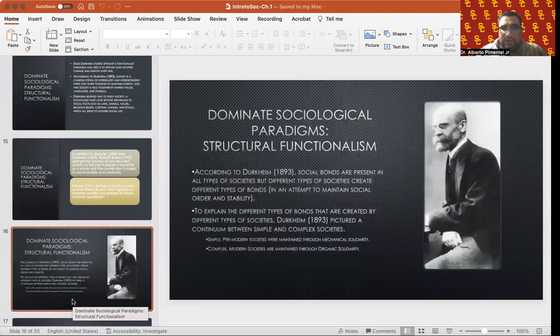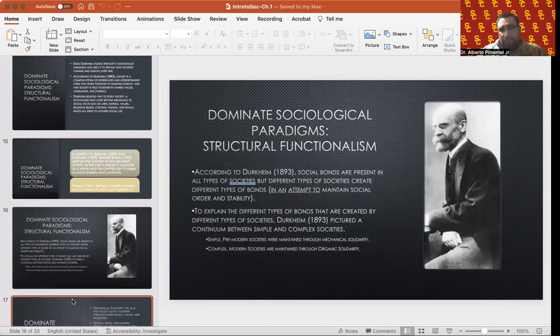And we start to dig into the concepts of Emile Durkheim. And Emile Durkheim, as you can probably see in the photo, that's a photo of him. Emile Durkheim focused on social bonds that exist within different types of societies. And he said that in simple societies, pre-modern societies, well, they're held together through mechanical solidarity. And in complex modern societies, they're held together through organic solidarity. So what does that mean?